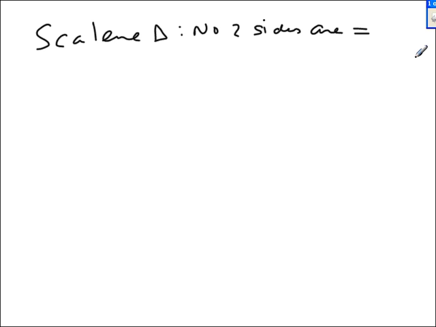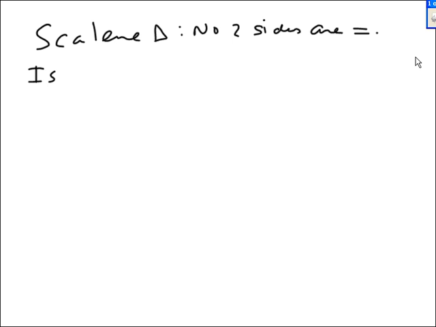In this section, we're going to talk about different types of triangles. And then we'll even prove that a given triangle is of one of these special types. The first type is a scalene triangle. No sides are equal. No two sides are equal to one another. That is, they're all different sizes.